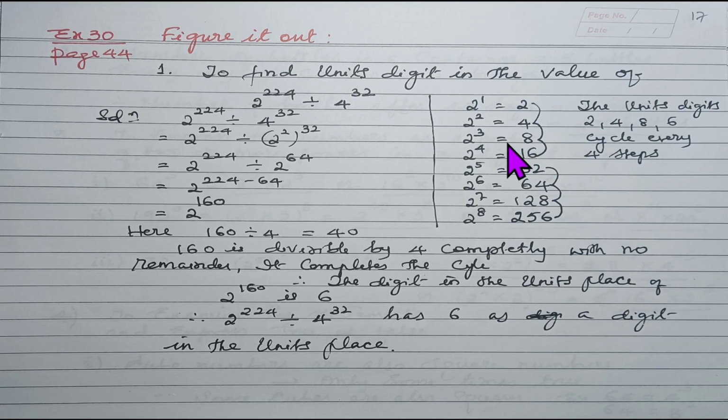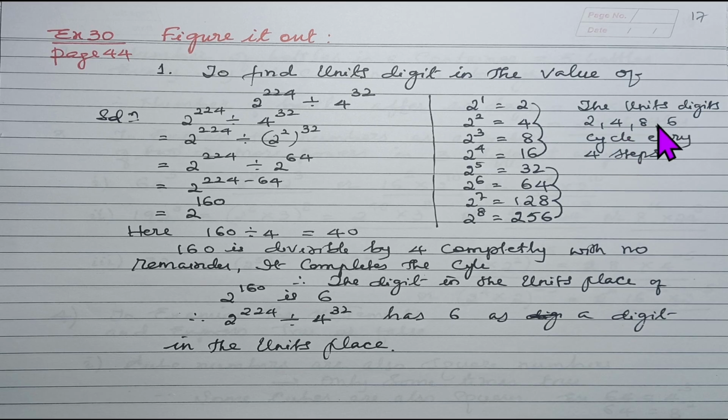Now the very interesting thing is, when we take 2 raised to 1 it is 2, when I take 2 raised to 2 it is 4, when I take 2 cube it is 8, when I take 2 raised to 4 it is 16, so the digit is 6. So we have 2, 4, 8, 6 as digits in the units place. But when I take 2 raised to 5 again it becomes 32. That means the first digit is 2, and again the fifth digit is 2. 2 raised to 6 is 64, 2 raised to 7 is 128, 2 raised to 8 is 256. That means the digits 2, 4, 8, 6 cycle.